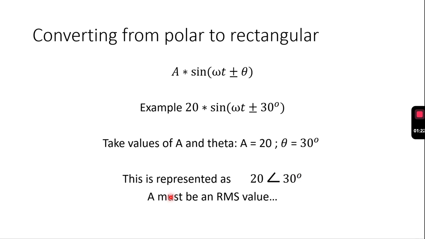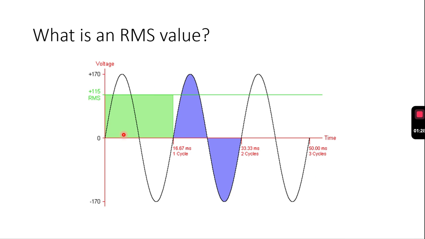Alrighty, then to convert from this to rectangular form, the first thing we need to do is convert to RMS values. Quickly, what an RMS value is: say if this amplitude isn't 170 but is 20, and we have this area under this curve here, then the RMS value is just going to be the area given as a rectangle or a square. It makes the calculations a bit easier.